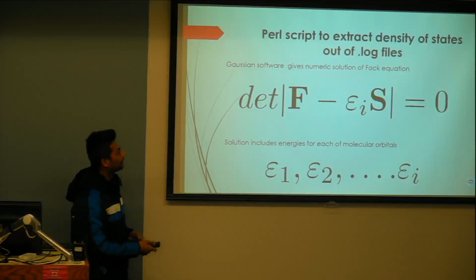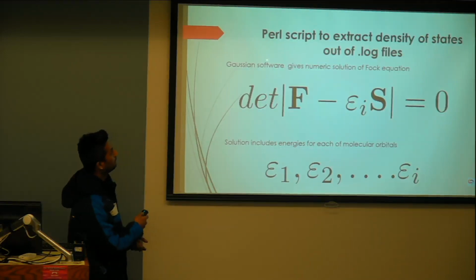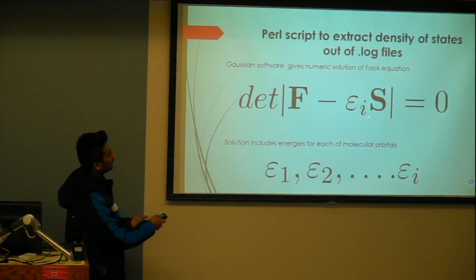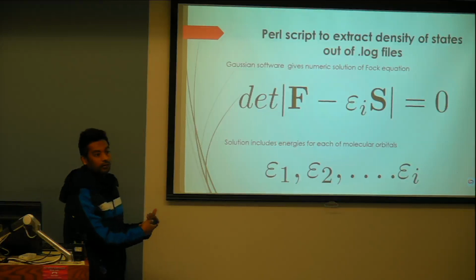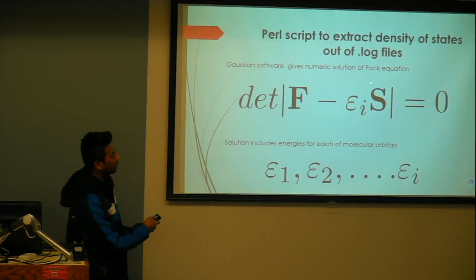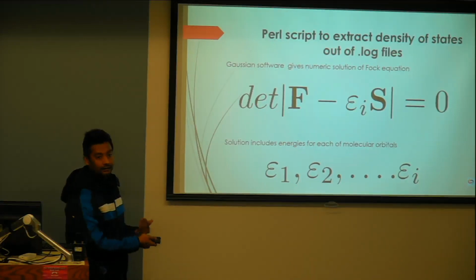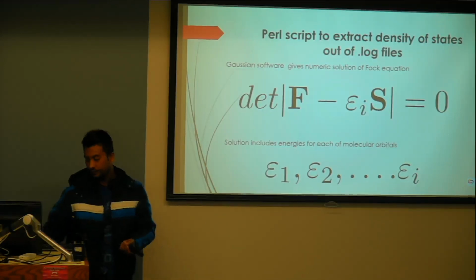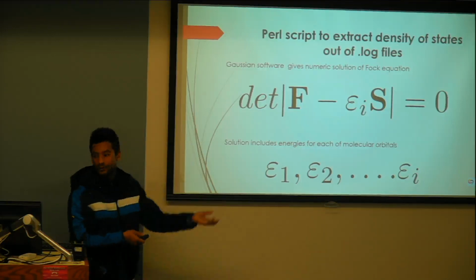And now I'll do the next topic, how to form density of states from the dot log file. So this is the equation the Gaussian software uses, the Fock equation with the Fock matrix, and from this determinant we can find the eigenenergy Ei. So this energy is Ei, with different energies for different orbitals.